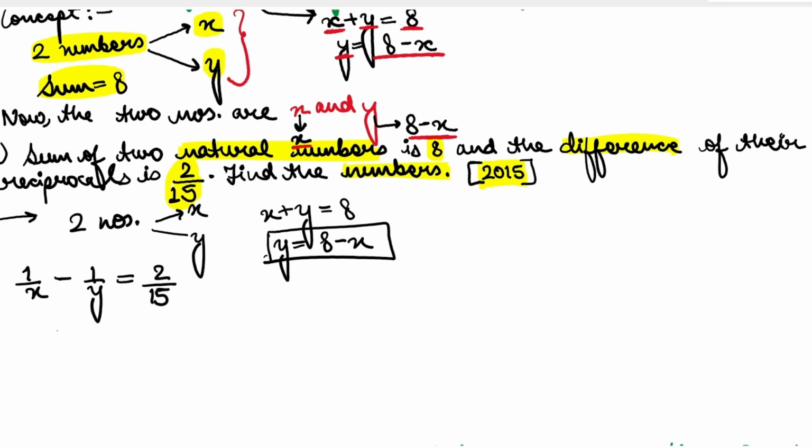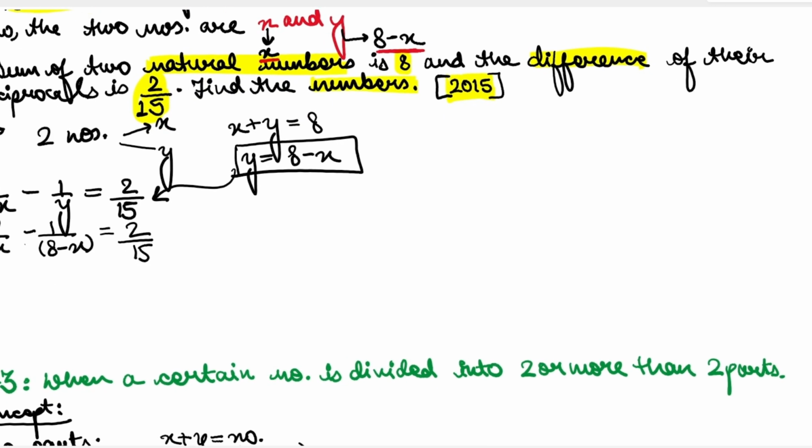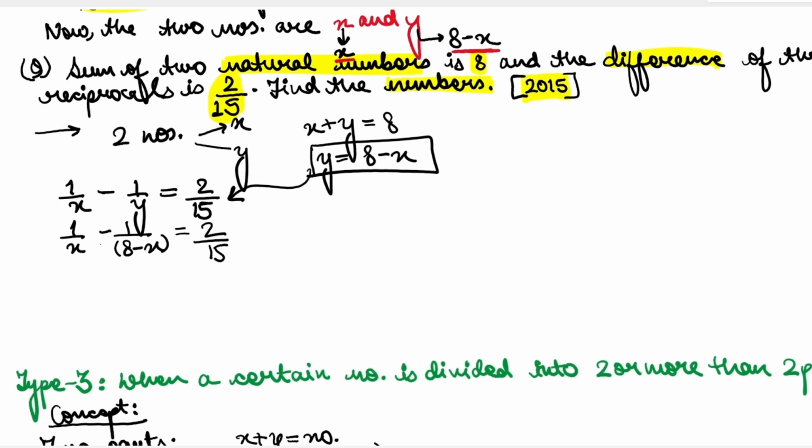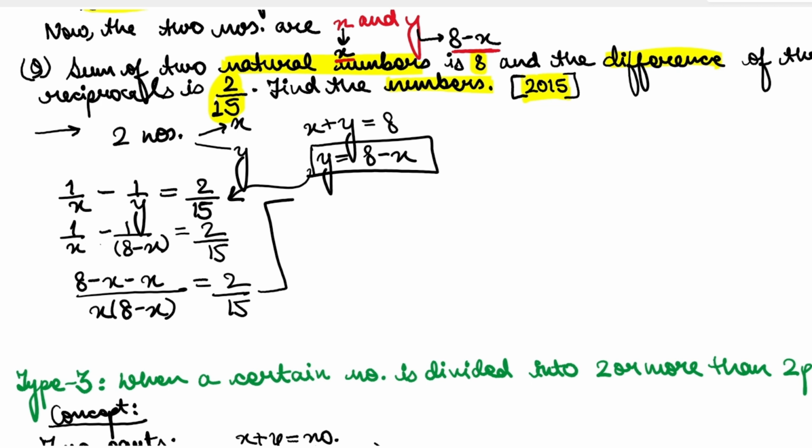Now we'll substitute the value of y here. So it becomes 1 by x minus 1 by 8 minus x is equal to 2 by 15. Now what will we do? We'll take the LCM, which is x into 8 minus x. So you get 8 minus 2x by x into 8 minus x is equal to 2 by 15. Now we'll solve this further.